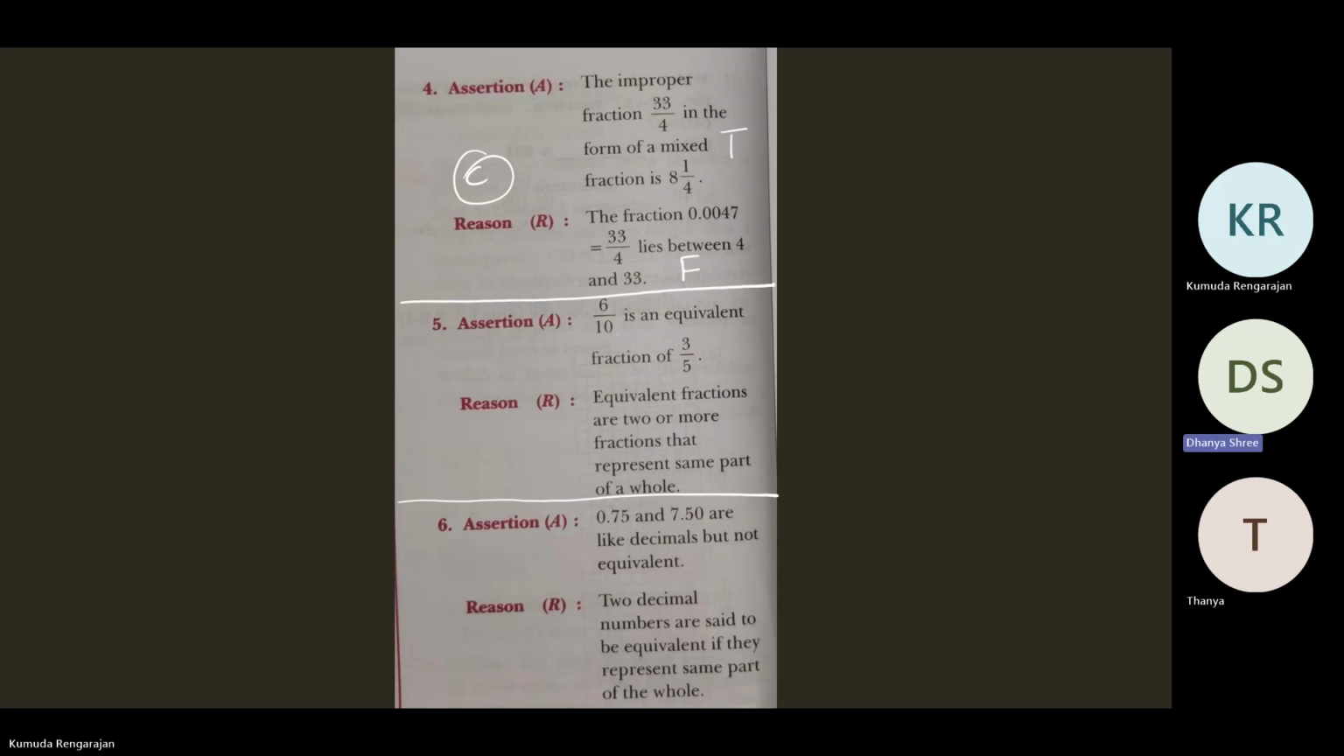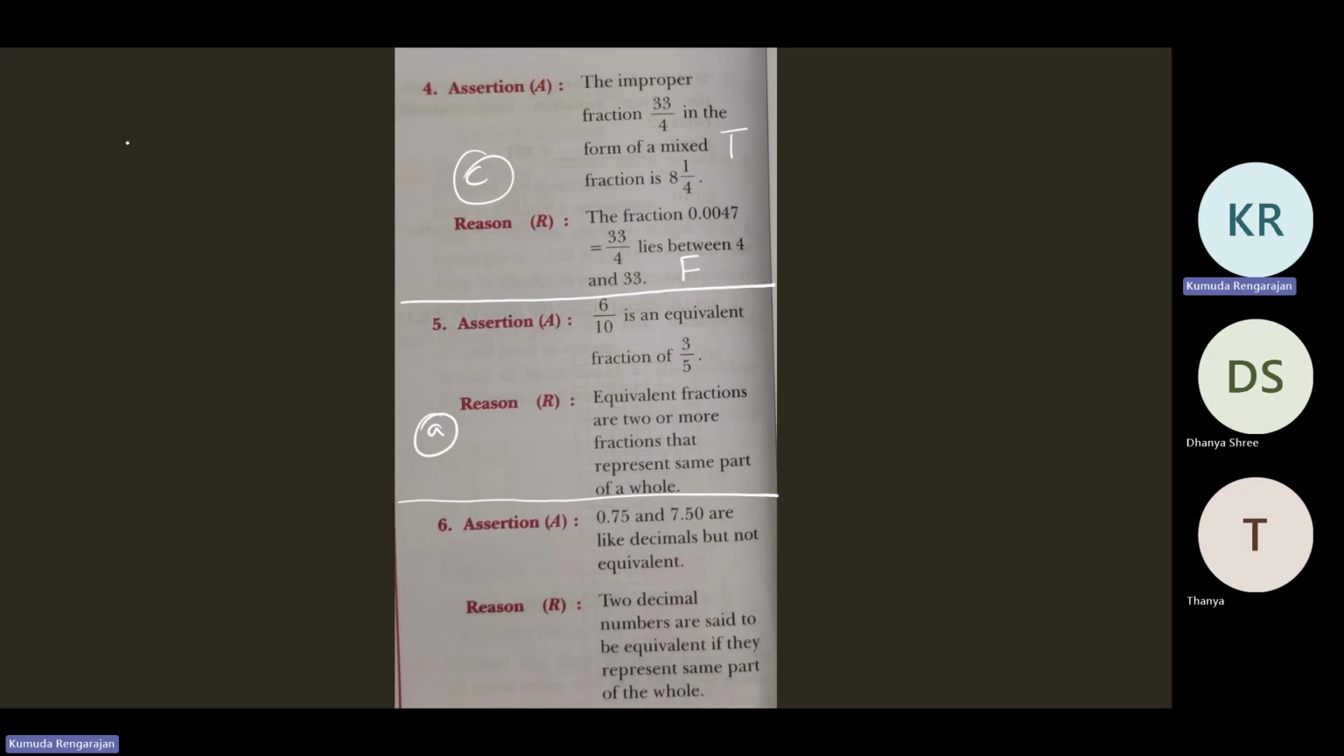Option A. Agree, Tanya? Yes, ma'am. Correct. So 6 by 10 is an equivalent fraction of 3 by 5 is correct. Equivalent fractions are two or more fractions that represent the same part of a whole. Correct. They represent the same part of a whole.